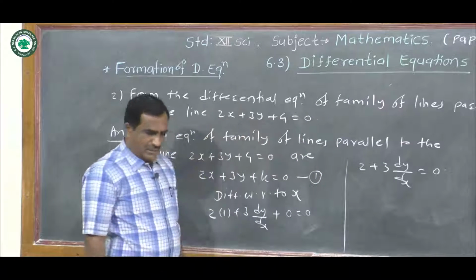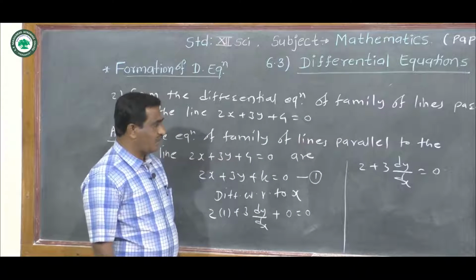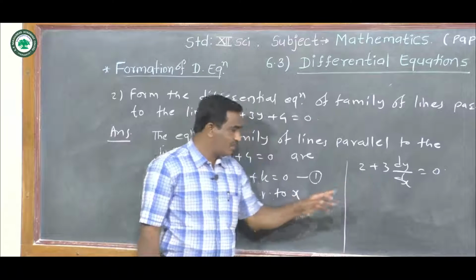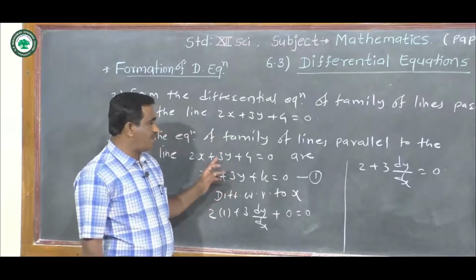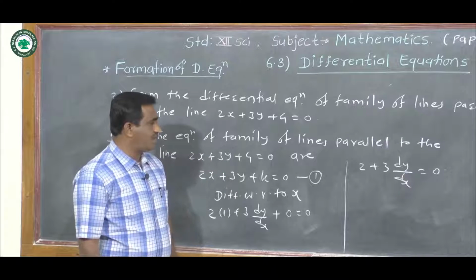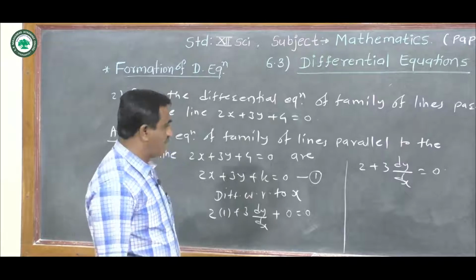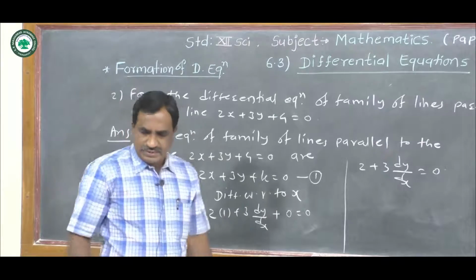Now this equation is free from constant term. Therefore, this is the required differential equation for the family of lines which are parallel to the line 2x plus 3y plus 4 is equal to 0. Okay. Now this is a very simple example. Now we see the next example here.